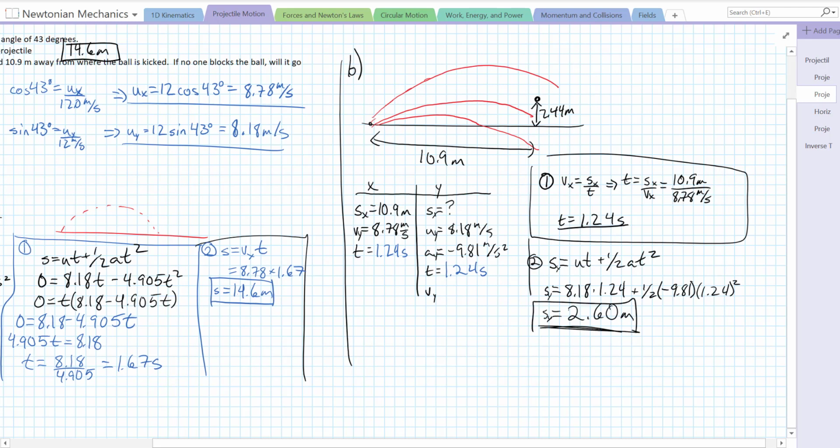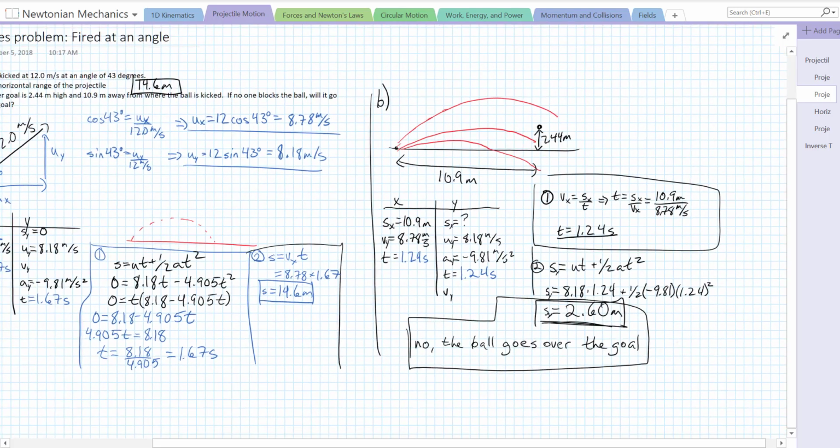So for part B, my answer is going to be no. The ball goes over the goal, because 2.60 meters is greater than 2.44 meters. So that's that.